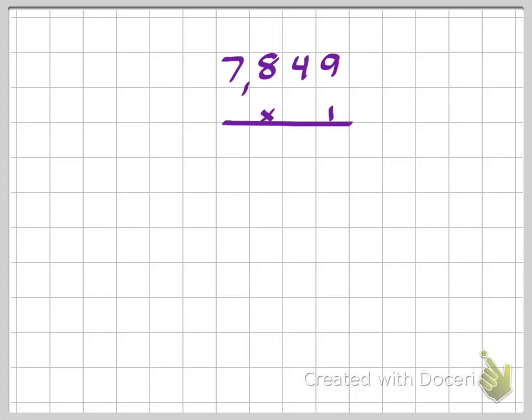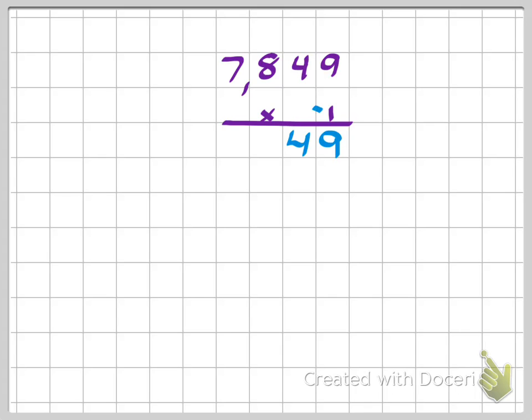Okay, so hopefully you've paused me and you've figured it out and you're back. So the first thing you do is go up. You have 9 times 1, which of course is 9. Then you go to the left. 1 times 4, which of course is 4.